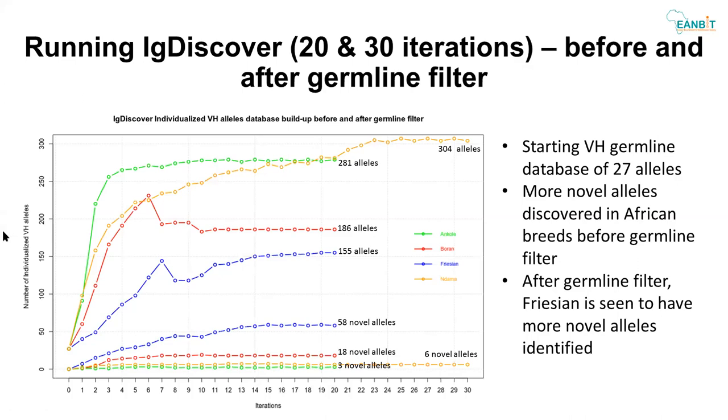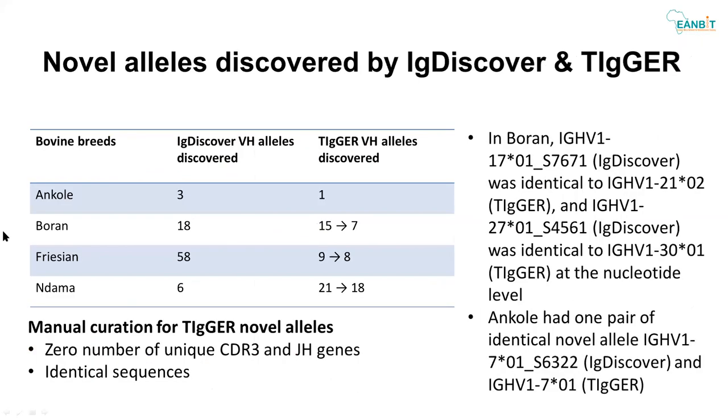So this is a table that shows the novel alleles discovered by IGDiscover and TIGA. The numbers here for TIGA, for example, in Boran and Frisian and Ndama, we see that it discovered 15, and we considered 7 novel alleles. The reason for this is that some of these novel alleles had zero unique CDR3s, as well as J genes, and some novel alleles discovered were actually identical sequences but were named differently. So we tried to discard them.